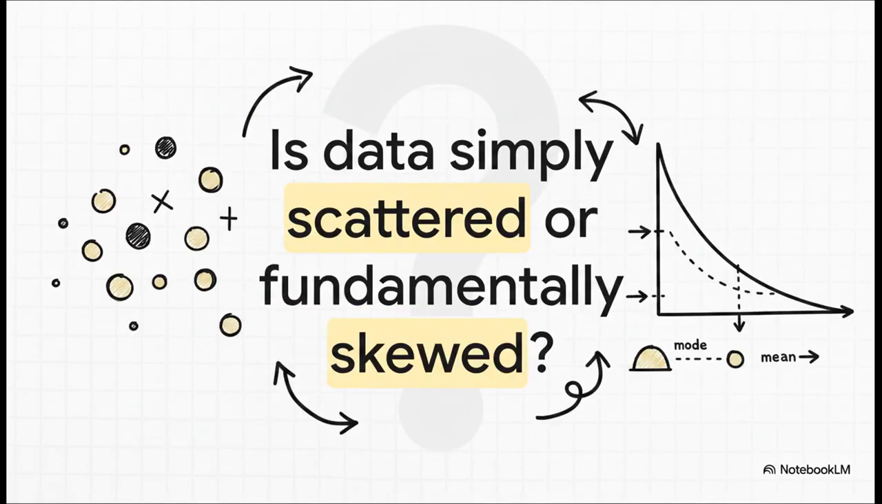And that's the whole shebang. Your ultimate cheat sheet is complete. You now know exactly how dispersion scatters your data and how skewness fundamentally shapes it. You've got your positive and negative tails down, and you know those strict mean, median, and mode rules cold.